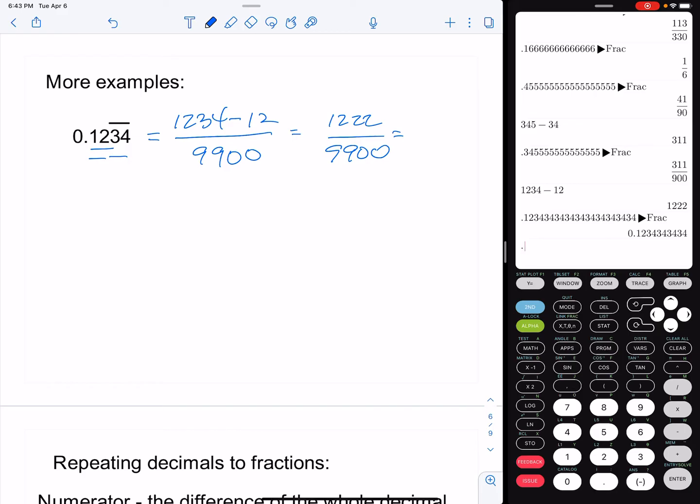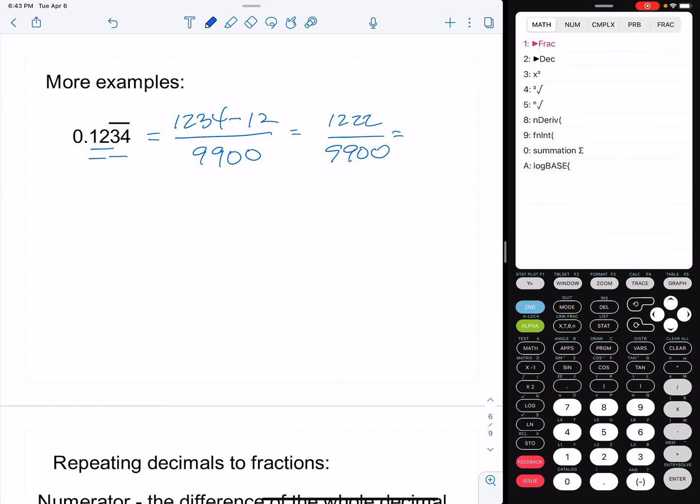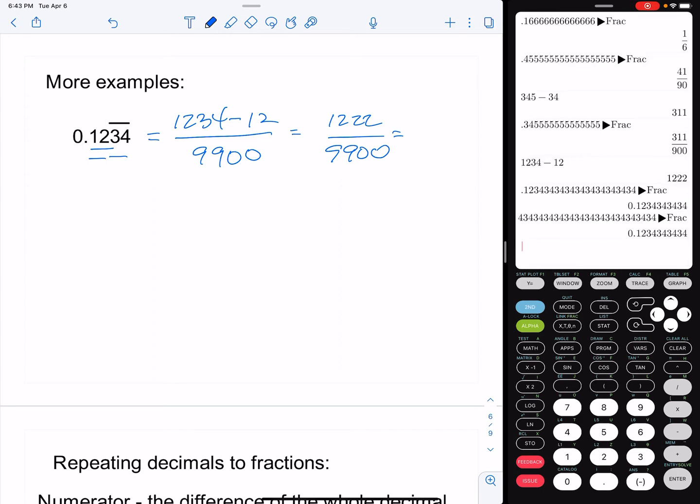So let's try. Point 1, 2, 3, 4, 3, 4, 3, 4, and so on, all the way across the screen there. So math, enter, enter. Oh no, it didn't do anything. It didn't change it. Well, in this instance, guess what? You have to do it by hand.